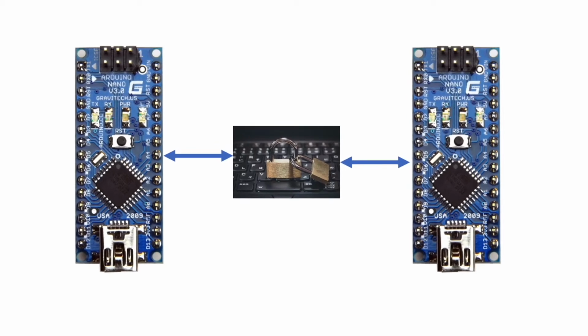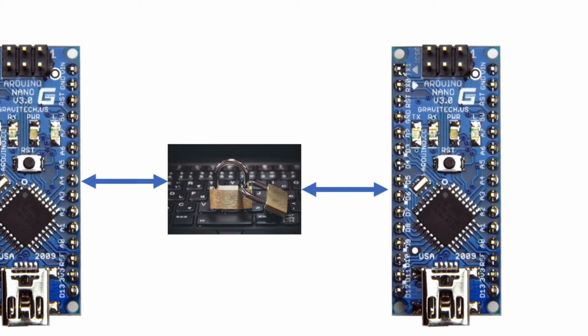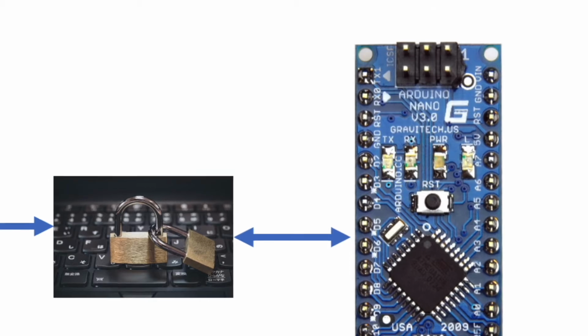In this video, I will make end-to-end encrypted communication between two Arduino Nano boards. I will use the Diffie Hellman key exchange algorithm to generate a shared secret between them.